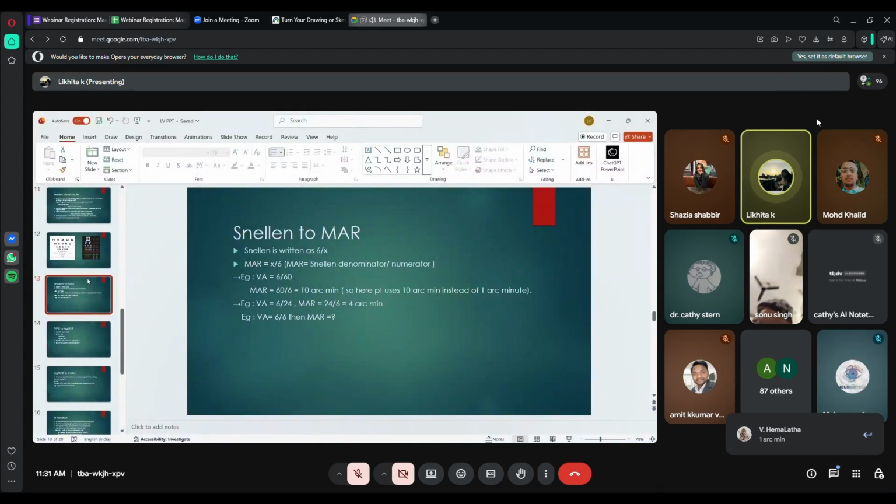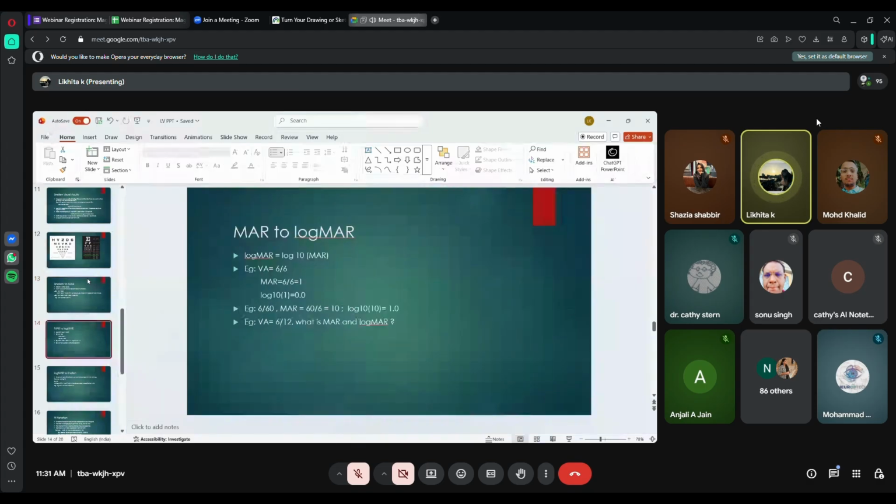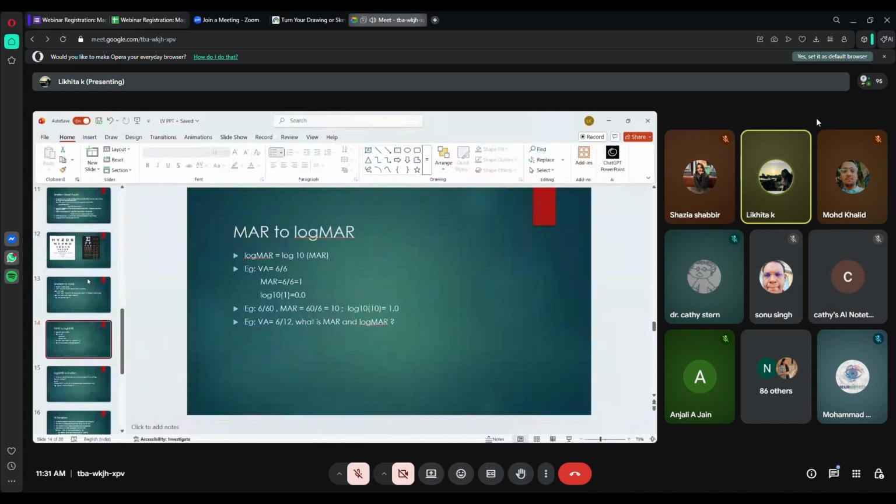So while converting Snellen to MAR, always remember the MAR formula equals Snellen denominator divided by numerator. Now, conversion from MAR to logMAR. The logMAR formula equals log 10 of MAR. So, for example, if the patient's visual acuity is 6 by 6, then MAR equals denominator by numerator, so 6 by 6 equals 1.